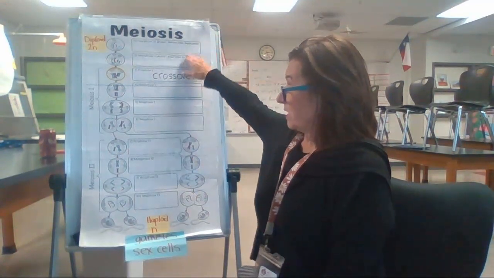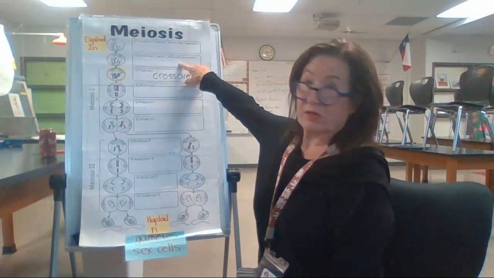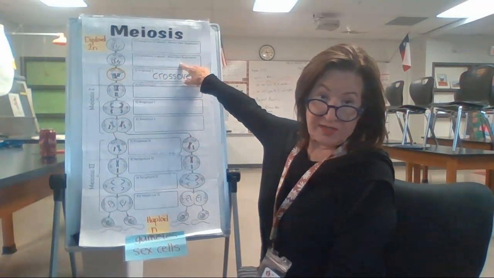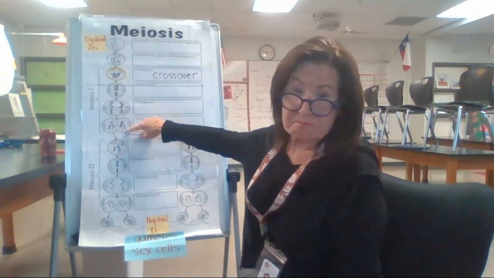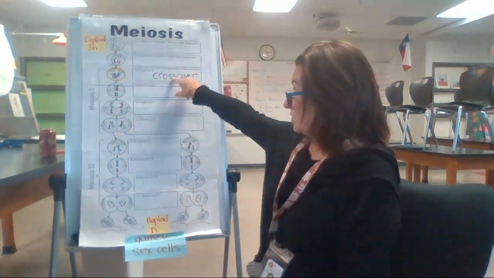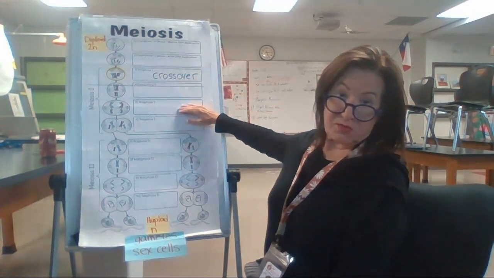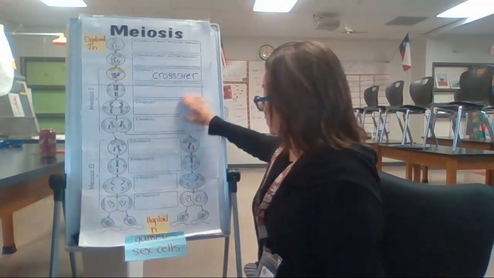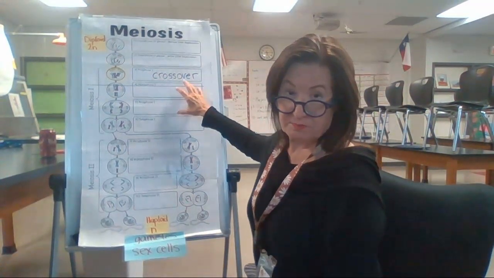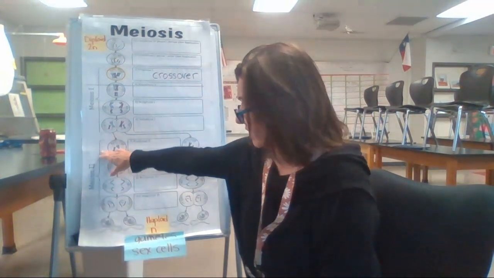So up here, this is going to be interphase, and this is where we're doing the S phase. And then from here to here, this is meiosis 1. So I have prophase 1, metaphase 1, anaphase 1, and telophase 1. So there's a lot going on in this part of it. And then we have meiosis 2 over here.